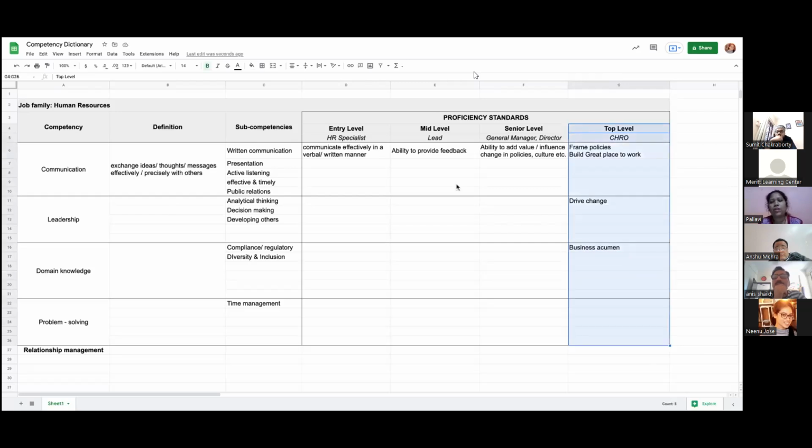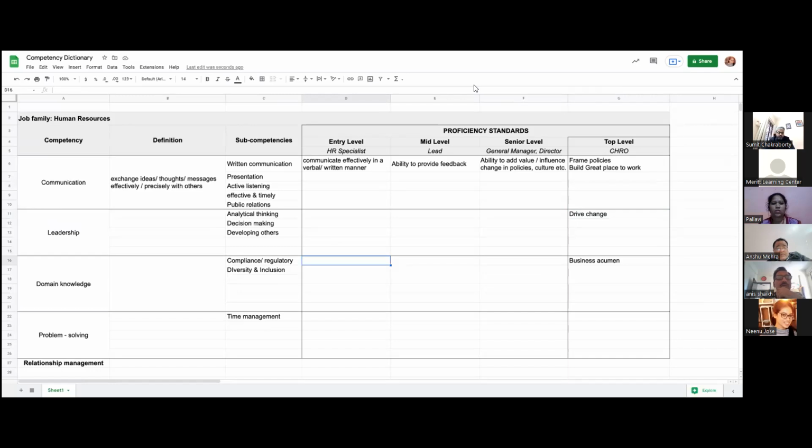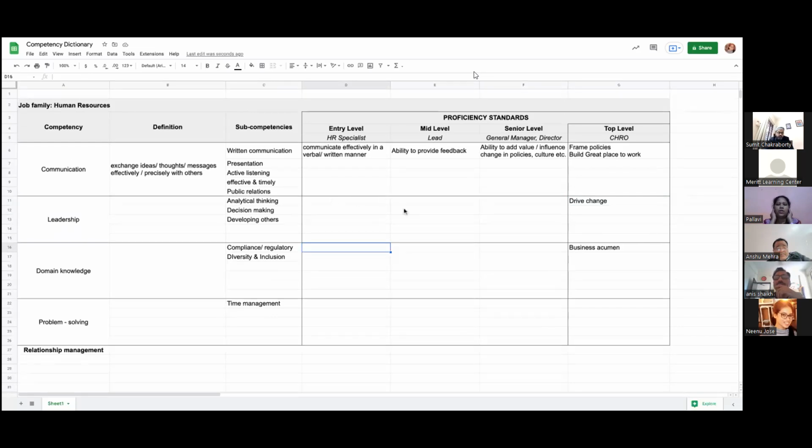Leadership quality at the top level, you can mention driving change. So you have already mentioned drive change. Yes. What should it be at entry level? Analytical. Ability to take leadership decisions. At entry level, it should be the ability to speak in public, because they have to do the announcement in public.